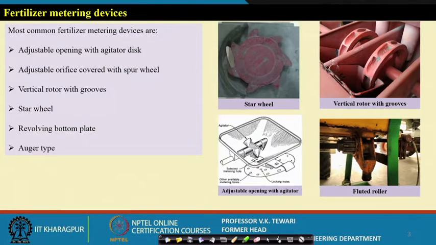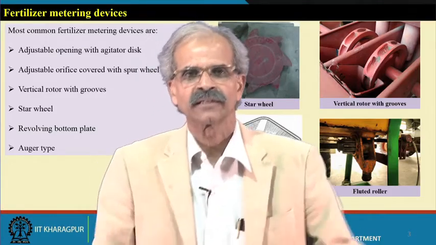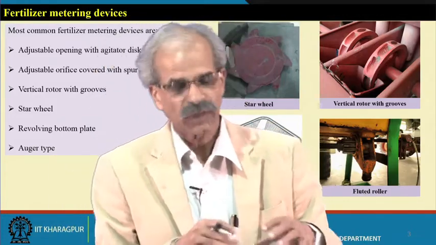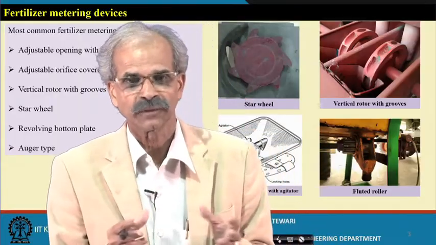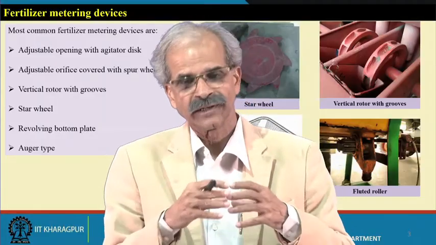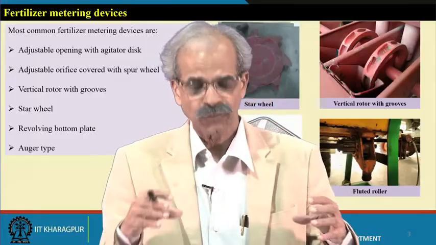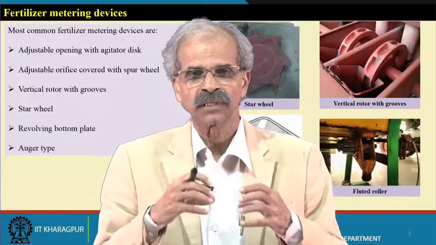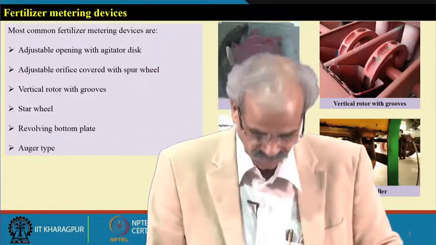Fertilizer metering devices. I talked about seed, and I said that if there is a seed cum fertilizer drill, there will be another hopper for the fertilizer also. So, we are now talking of fertilizer metering devices. What are the different types of fertilizer metering devices? See, because fertilizer is a hygroscopic material and it is there in the hopper, we need to have some sort of stirring always, otherwise it will become clogged and then it will not fall.